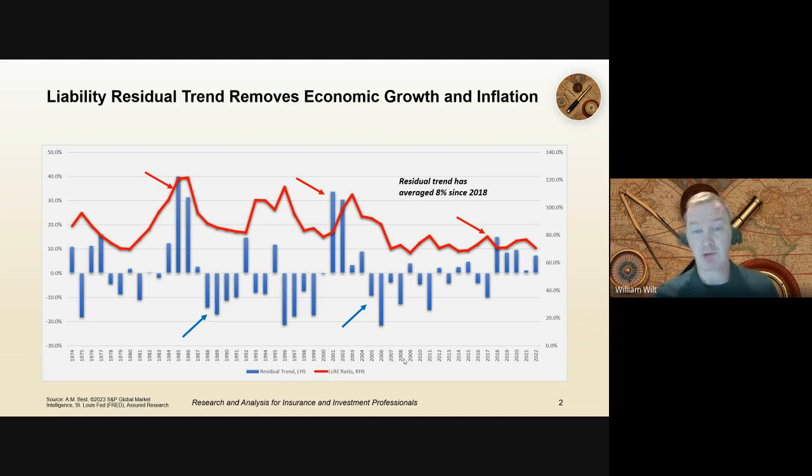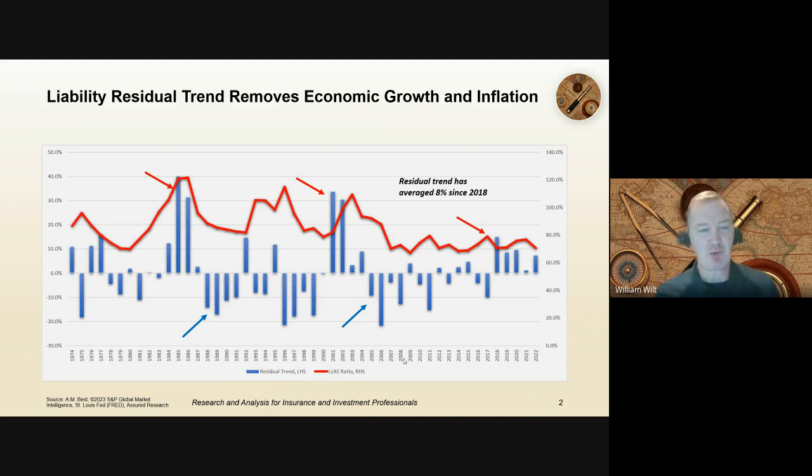We've removed economic growth, the proxy for which is real GDP, a pretty good proxy. And we've removed a measure of inflation most pertinent to property casualty insurers, which is a blend of the annual growth in wages, medical costs, and legal expenses. So having removed growth and economic inflation, we think we're left with a decent proxy for the residual trend. The challenge is how to interpret that.